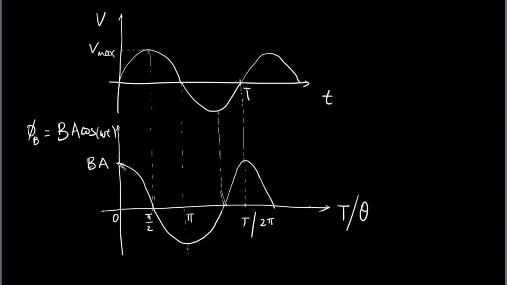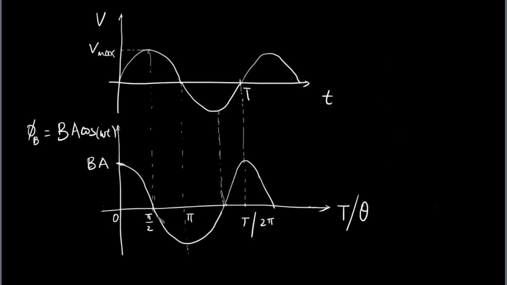Okay, here the magnitude of the derivative is 0, so the voltage is 0. And the magnitude of the changing rate of phi B is increasing, and it reaches maximum at the angle pi over 2. So this is the maximum voltage.